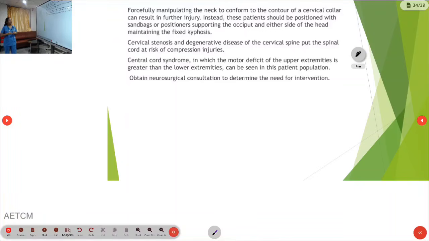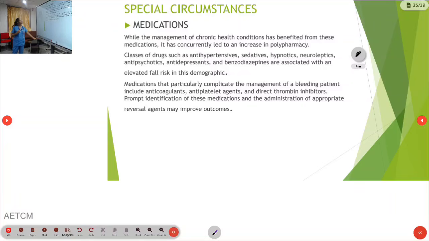Cervical stenosis and degenerative disease of the cervical spine can also put the spinal cord at risk of compression injury. Central cord syndrome, in which the motor deficit of the upper extremity is greater than the lower extremity, is common in the elderly population, and a neurosurgical consultation should be obtained to determine the need for intervention in case of cervical trauma.